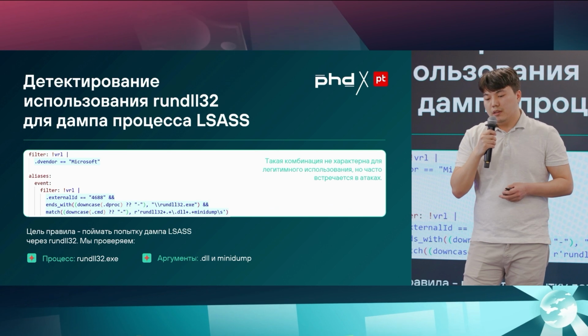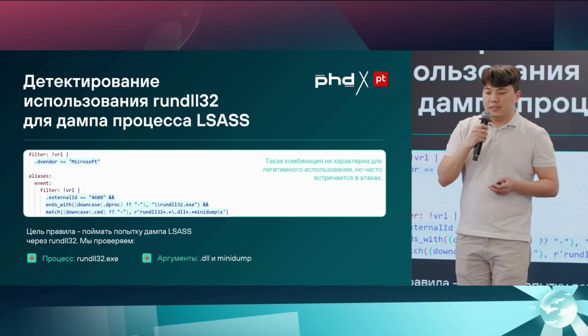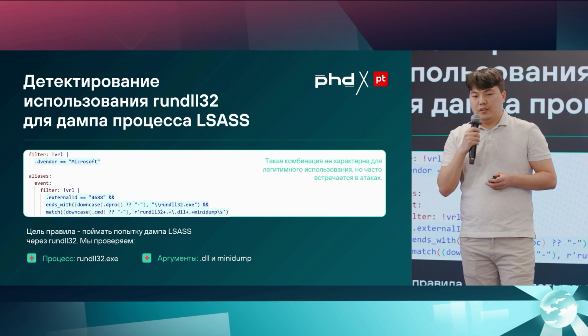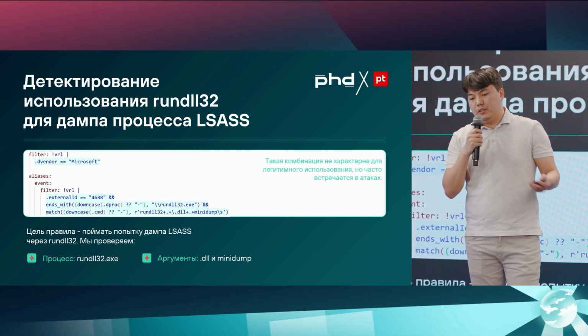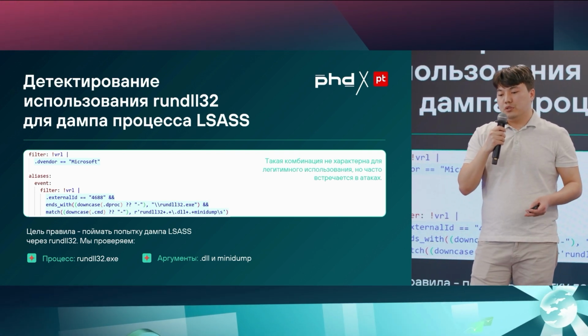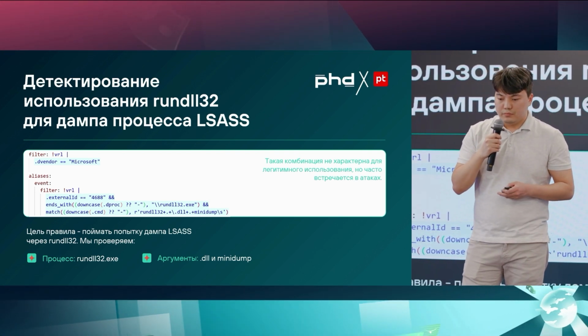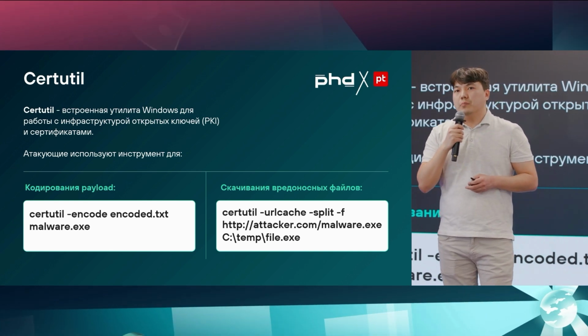So we detect the use of rundll32. Then in the command line we should find the file with the DLL and then the MiniDump function. But all these kinds of things will be detected through the processes.